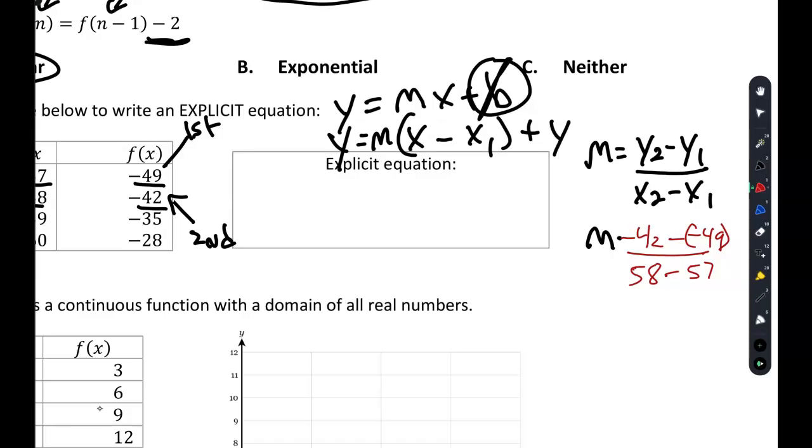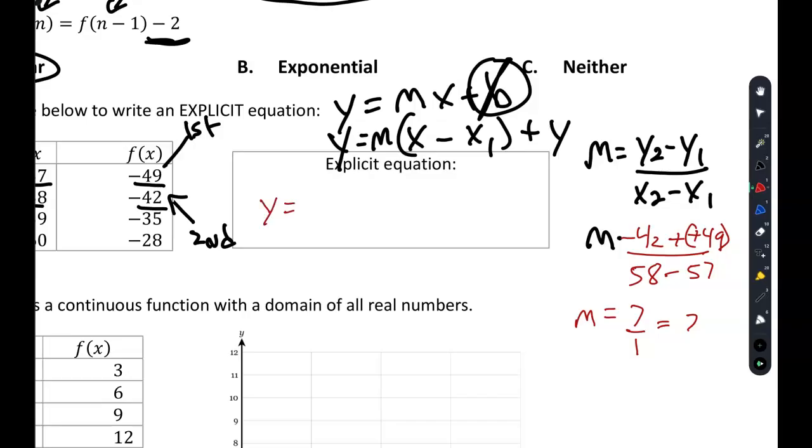All right, so now I got negative 42, and you got to change these signs here to plus. That's going to mean your m is equal to positive 7 over 1, and that's going to equal 7. Okay, now we have the slope. We can plug it into the formula.